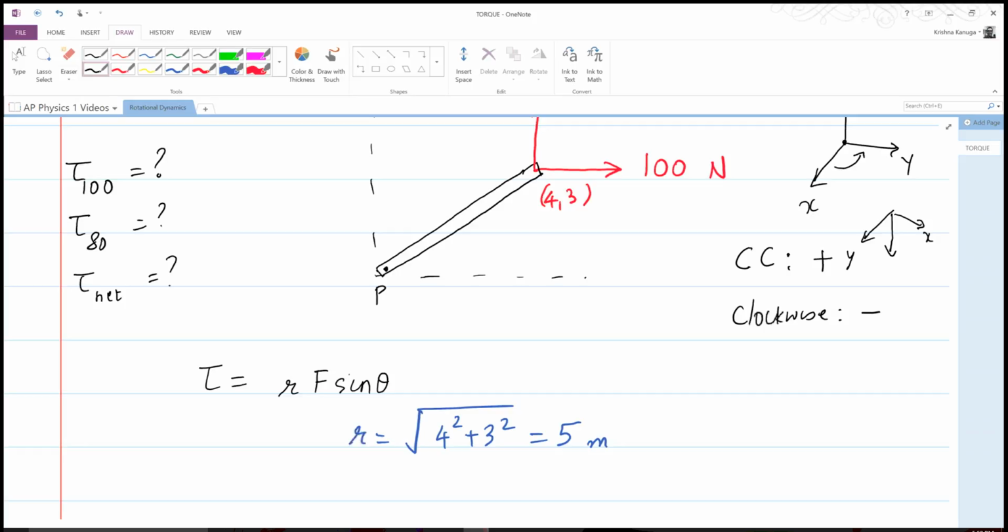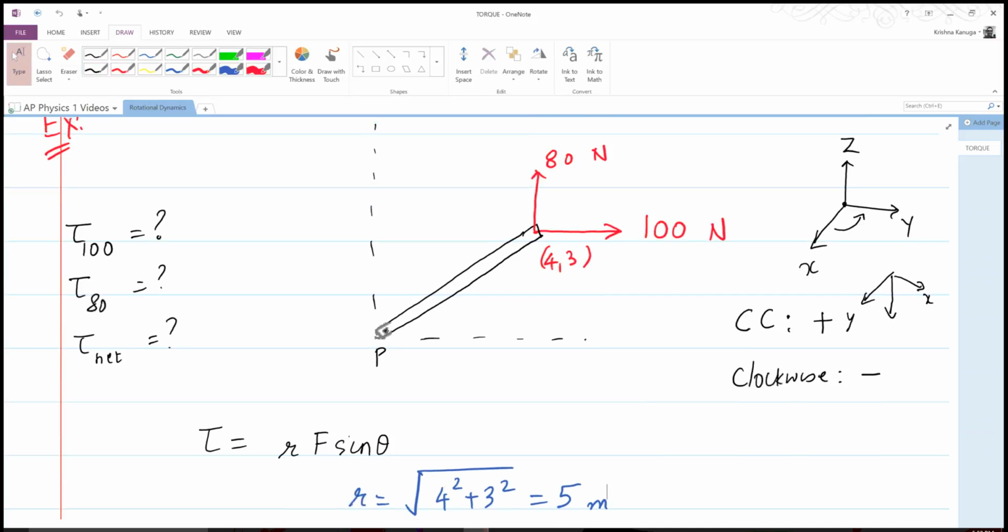Once we know R, we also need to know the angle that each of these forces makes with the radius. I could extend this radius out, and what I'd like to know is this angle as well as this angle. If I know one of the angles, I can find the others since they're simply complementary angles. So let us find the angle theta here. If we extend this line out and look at this right angle triangle, we see that this angle is also theta, since the 100 Newton force is parallel with the x-axis, so we can use basic geometry to figure that out.